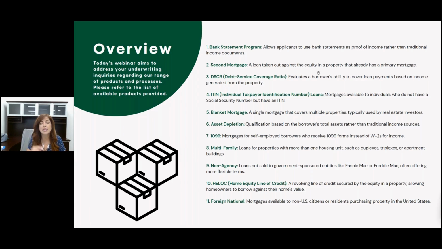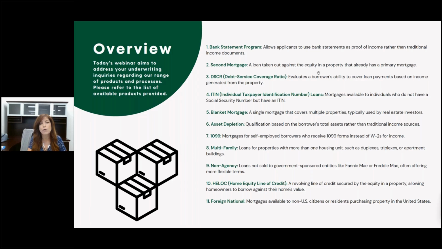Now, a couple things to keep in mind for asset depletion is we're going to require 6 months seasoning for the funds that we use for asset depletion, which means we're going to ask for 6 month statements. And we're going to use the lowest balance on those 6 month statements, because that's the amount of funds that are seasoned for at least the 6 months. And that's what we're going to use to calculate that income.